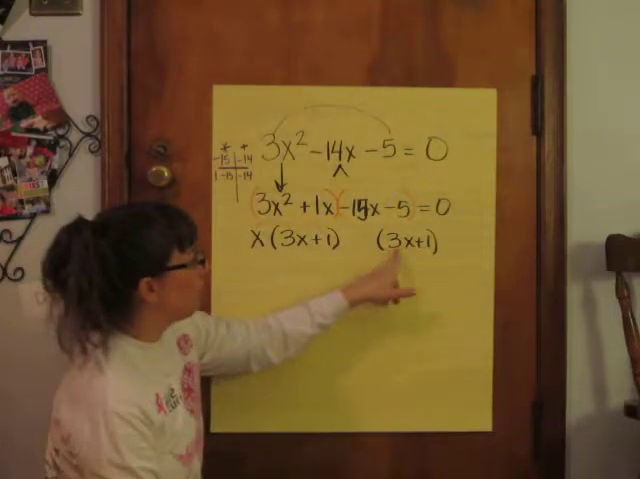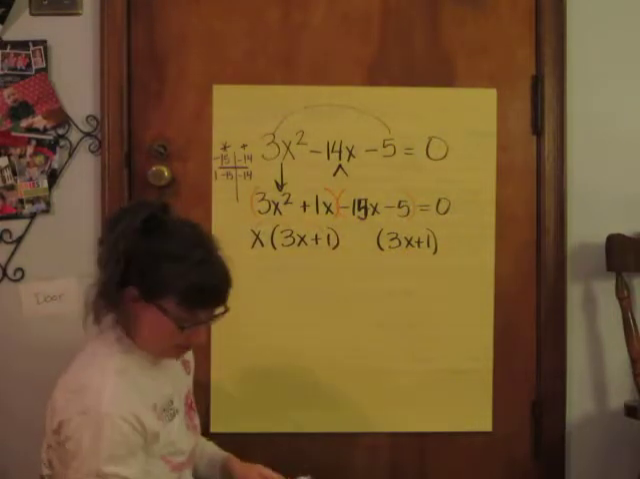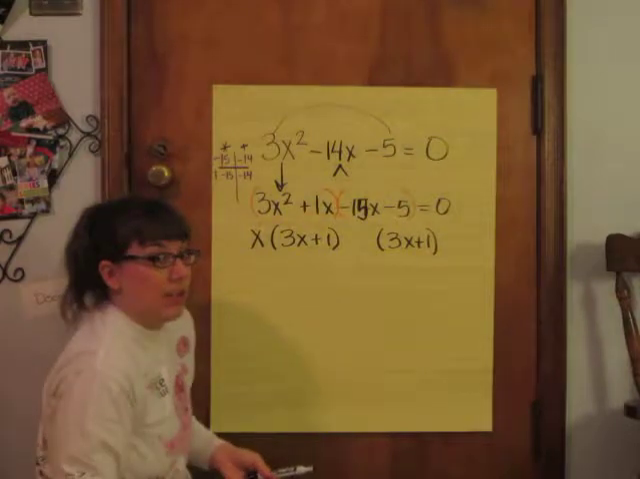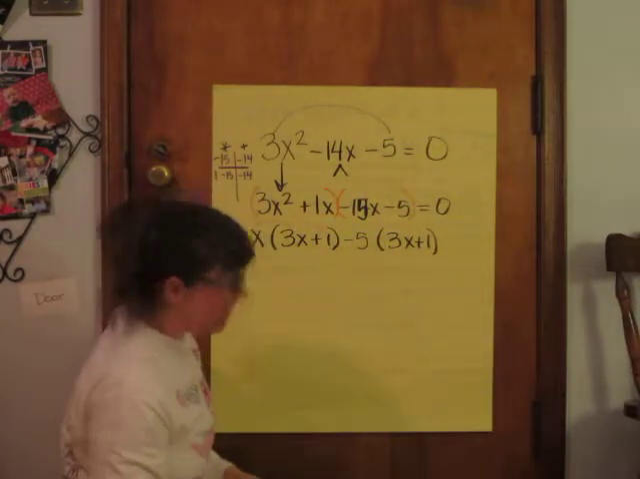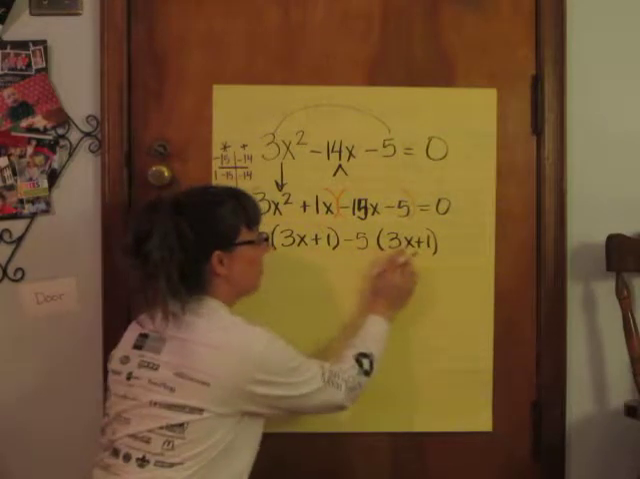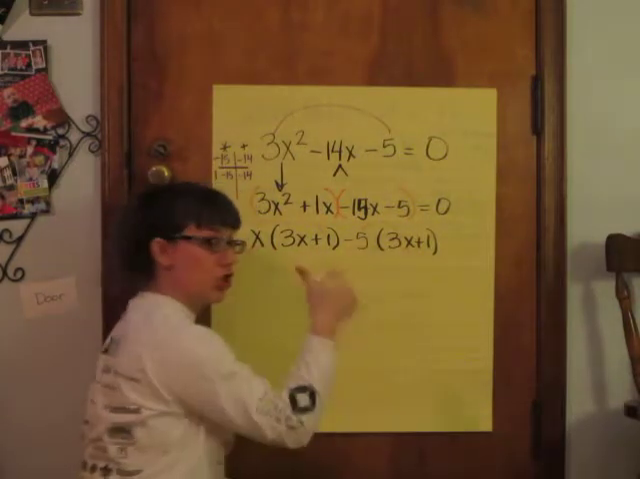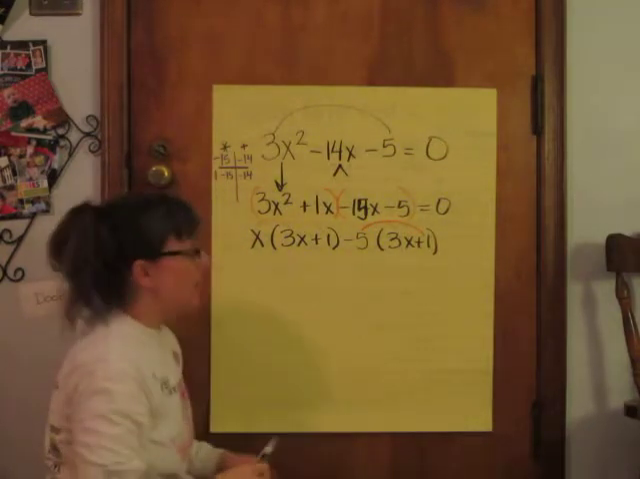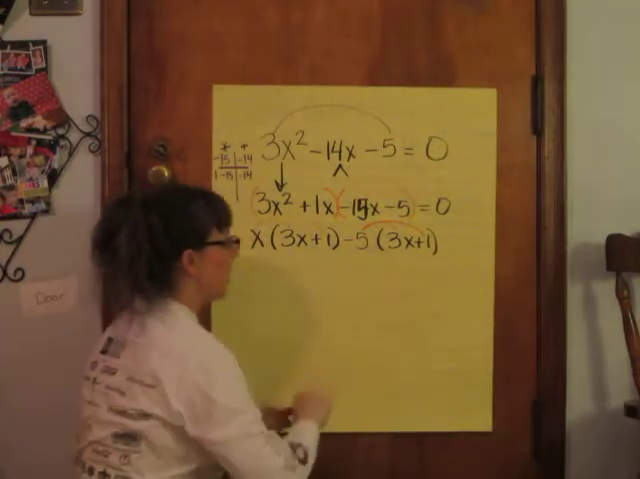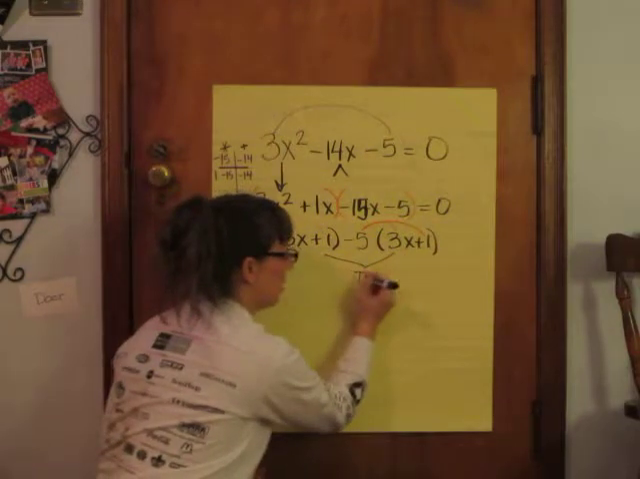What do I have to multiply 3x by to get negative 15? What's 3 times what gives me negative 15? It's got to be a negative 5. Does that work? Is negative 5 times 3x negative 15x? Check. Is negative 5 times 1 negative 5? Yes. So that works. These are twins.